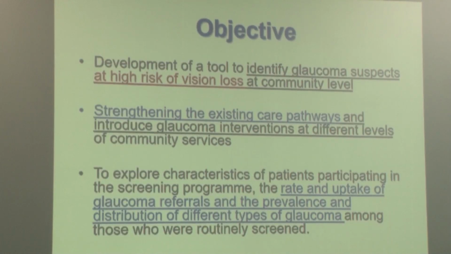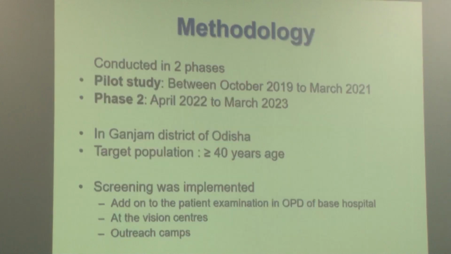So the objective of our study was developing a tool to identify glaucoma suspects at high risk of vision loss at community level, strengthening the existing care pathways and introducing glaucoma interventions at different levels of community services, to explore characteristics of patients participating in the screening program, the rate and uptake of glaucoma referrals, and the prevalence and distribution of different types of glaucoma among those who were routinely screened.